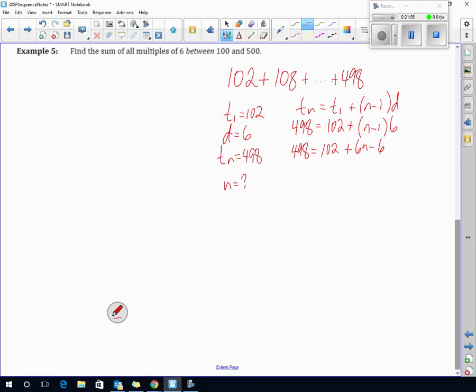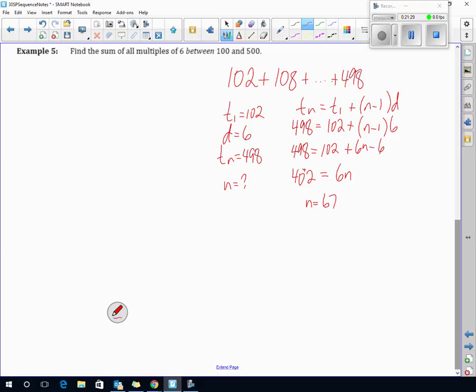Does everybody know how to divide by 6 really fast? Don't be doing long division. You just go, 6 goes into 40 how many times? 6, and there's a remainder of 4, and then 6 goes into 42 7 times. You see how I did that? So now that we know n is 67, we're adding 67 terms.